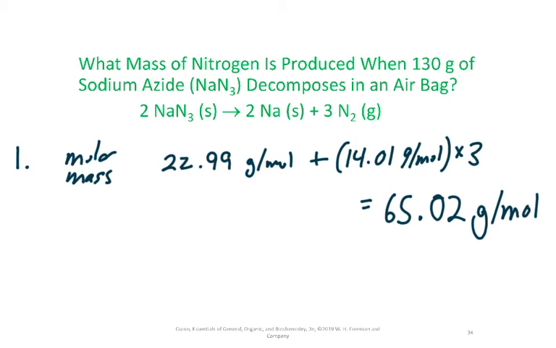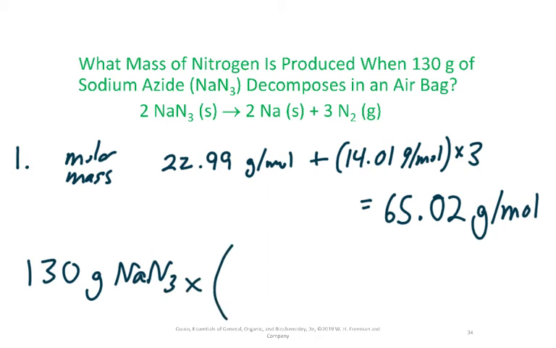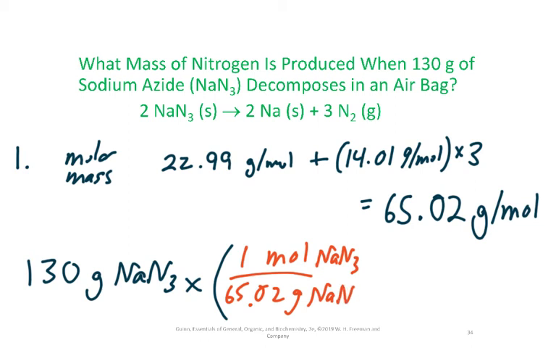Now, if I want to convert grams into moles, right, I'm going to start with my known quantity, which is a given of 130 grams sodium azide times, now 65.02 grams per mole can also be written as 1 mole per 65.02 grams. This is sodium azide. Okay, so now I get 2.0 mole sodium azide.